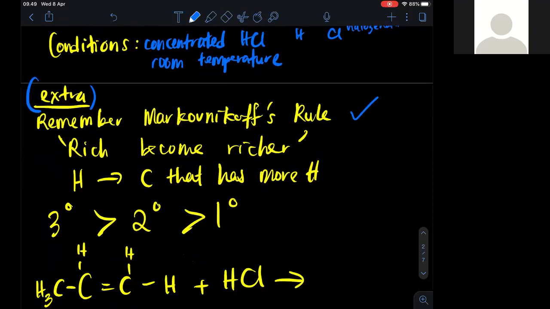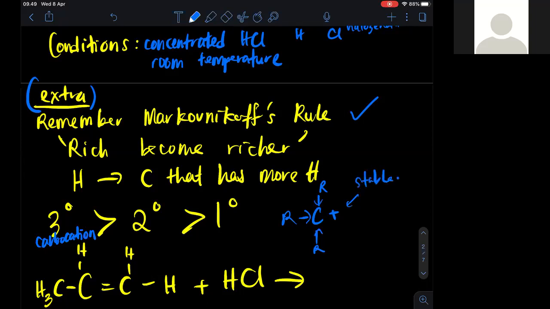And according to Markovnikov's rule, the tertiary carbocation is much more stable compared to the secondary carbocation, compared to the primary carbocation. The reason is because the R group, the alkyl group, will have the electron inductive effect. Electrons are going to be given by the R group to the carbocation, making the carbocation more stable. So for example, if I have C with R and R, you have a positive charge there. The electrons will be given, making this carbocation more stable.